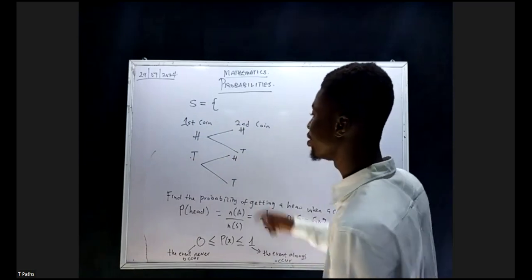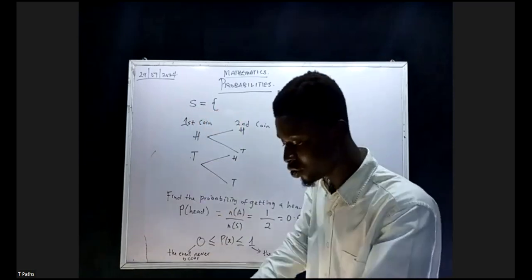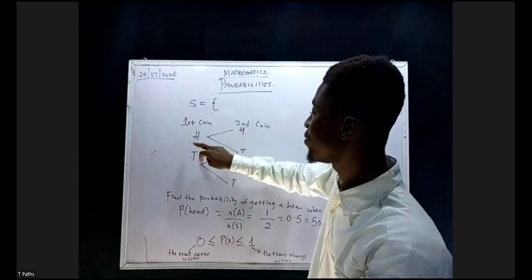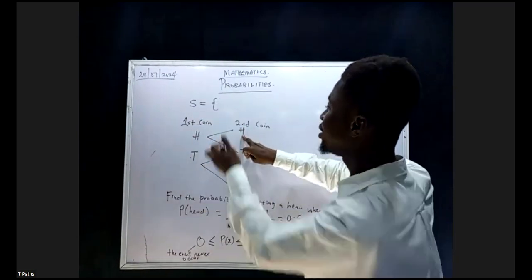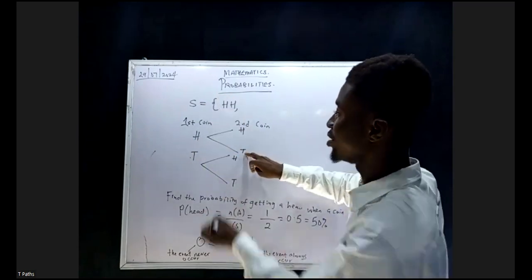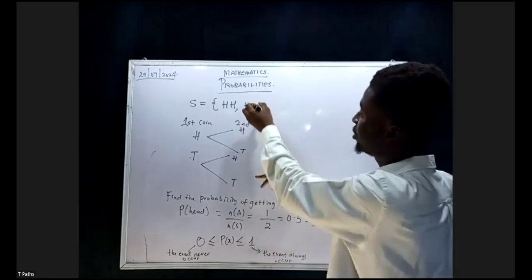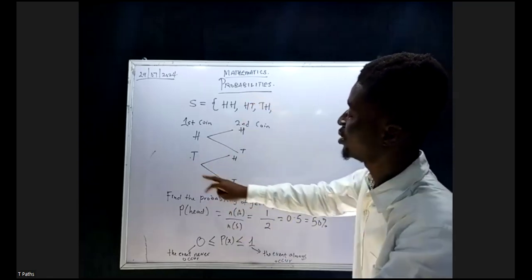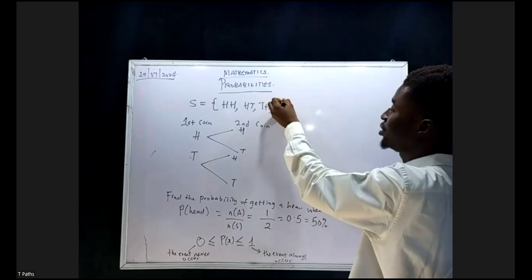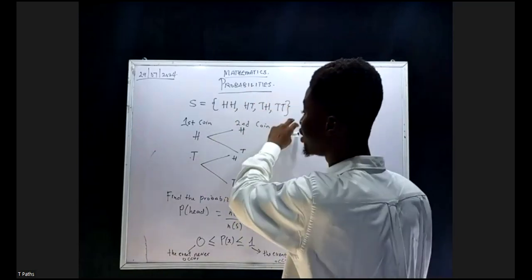Do you get it now? What is the total number of sample space in this case? If I toss 2 coins at the same time, I have probability of getting what? Head, head; head, tail; tail, head; tail, tail. So what is the total number of possible outcomes here? It is 4.